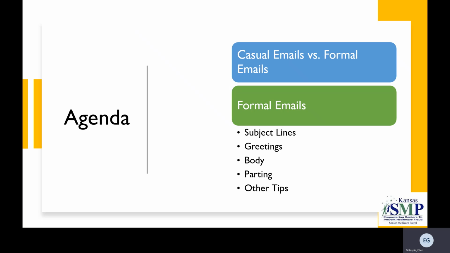First, we'll go over what the differences are between casual and formal emails. This is important to know so that the tone of your emails is correctly tailored for your readers or audience. After that, we'll go into detail on the construction of formal emails, as they're a bit more intricate than casual emails. We'll go from subject lines to greetings, then the body to the parting words. Once we've discussed those, we'll end this presentation with other tips to keep in mind when writing an email. So let's get started.